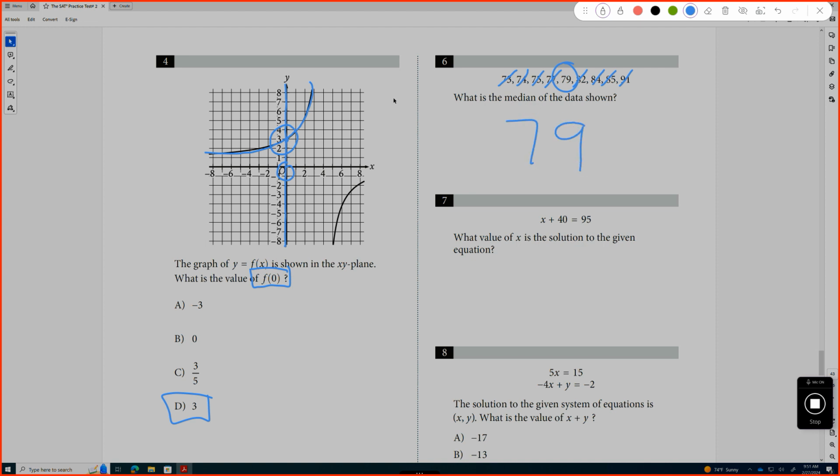But see how important it is. X plus 40 equals 95. You know we have to subtract 40 from both sides, so 95. When we take away 40, how much is it? We get that X is equal to 55, because 55 plus 40 is 95.